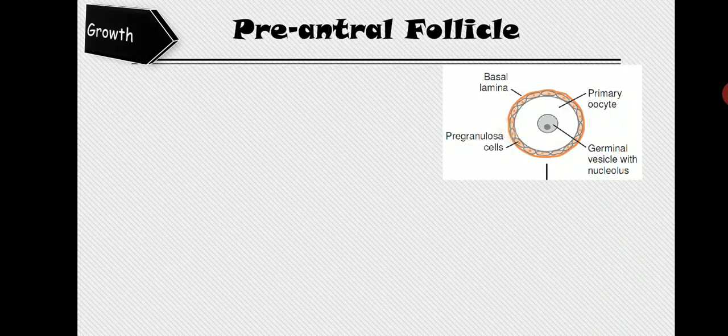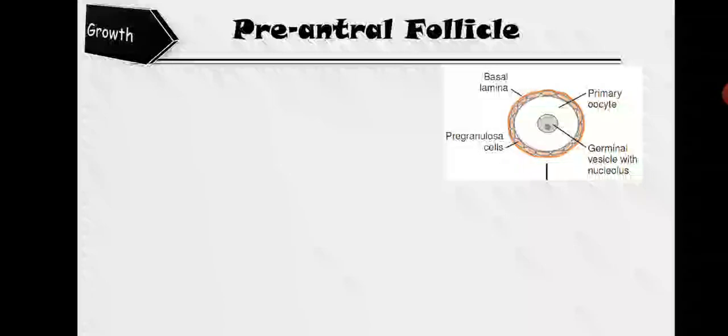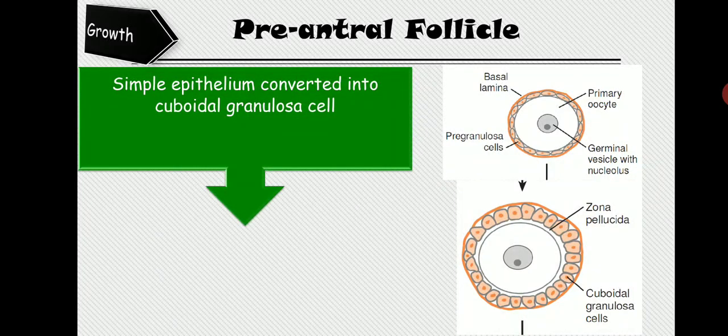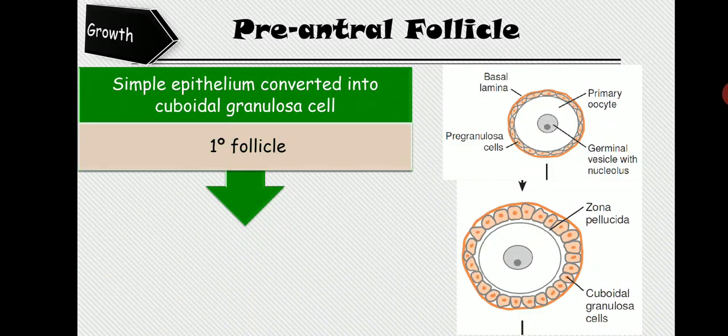Now in order to make a pre-antral follicle, or primary and secondary follicle, this epithelial lining is changed into the cuboidal. Got it? So simple epithelium is converted into the cuboidal granulosa cell or cuboidal epithelium, then the primordial follicle is now known as primary follicle. So what is the difference between primordial follicle and primary follicle? In primordial follicle, the epithelial lining is the simple epithelial lining. Once that simple epithelial lining is converted into the cuboidal lining, it is known as primary follicle.